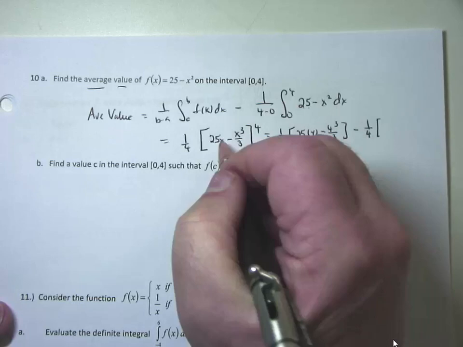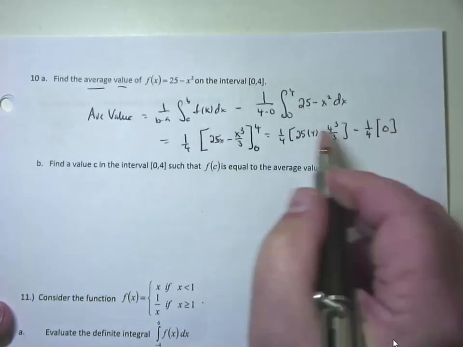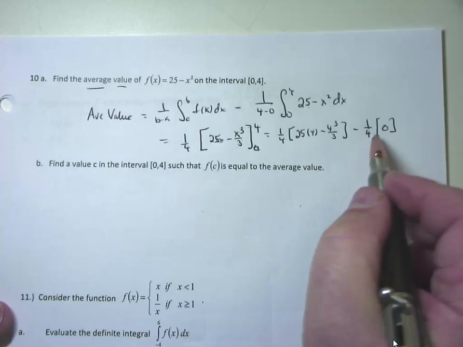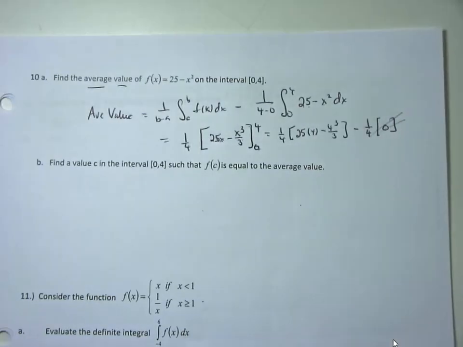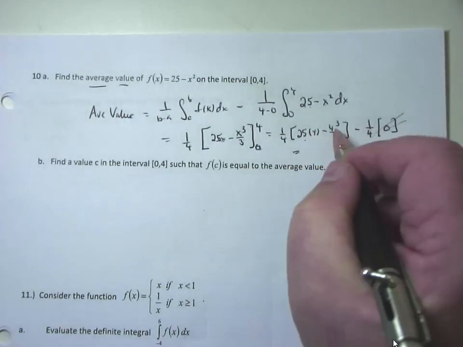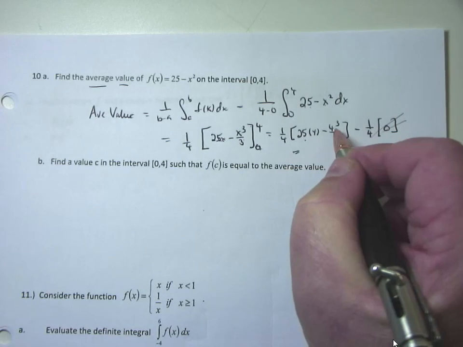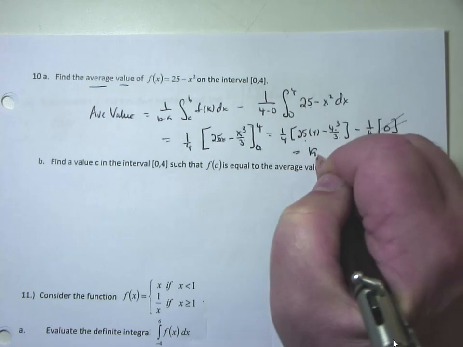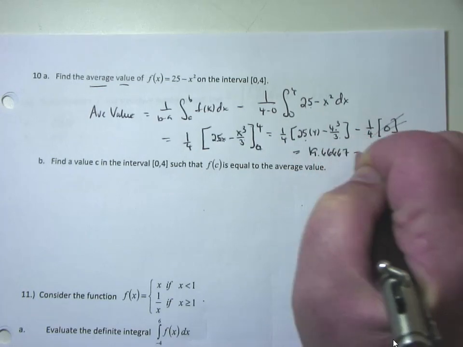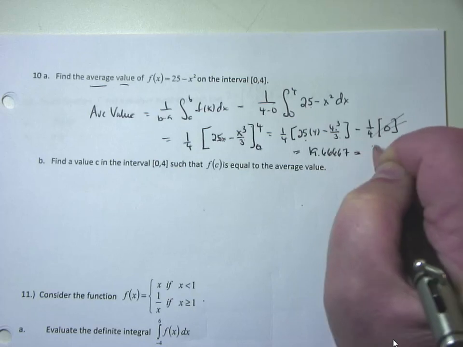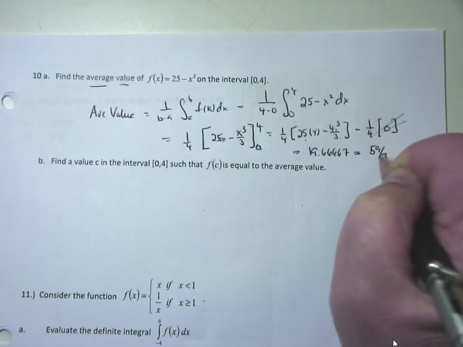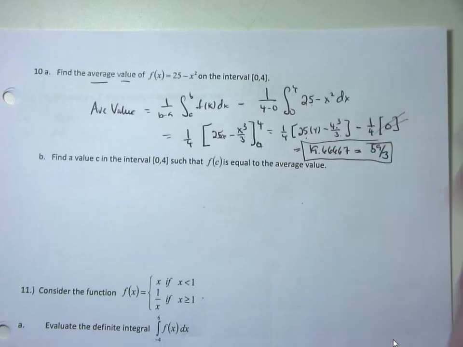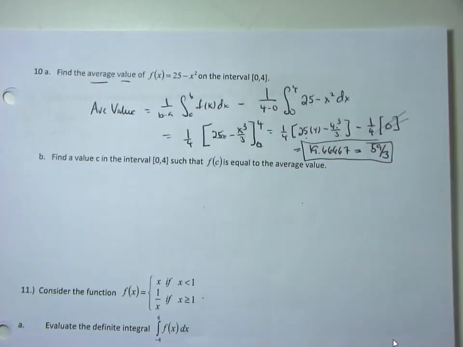Plugging in bottom for x would be 0. Plug in top minus plug in bottom. Love plugging in 0, kind of goes away there. So this will be 100 minus 4 cubed, which is 64 thirds. So you end up getting, for you calculator fans, 19.66667, or for us engineering fans out there that love fractions, 59 thirds. We'll take it either way. It's just a calculator problem now. Does that make sense? Keyword is average value. It's basically a formula here.